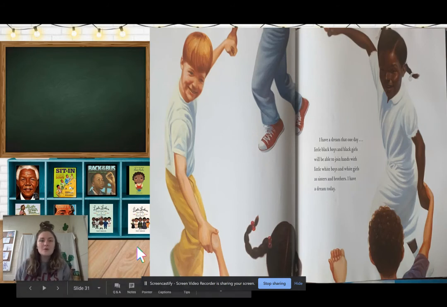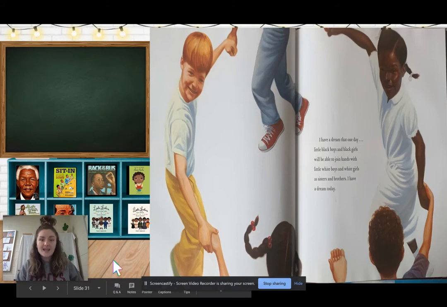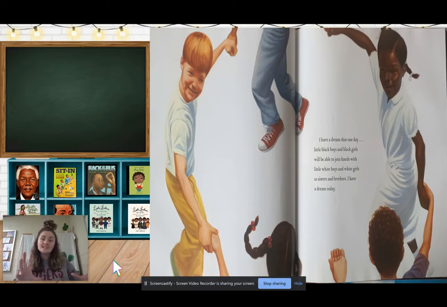So here is what we're going to do, Smarties. We are going to read a couple pages at a time. So as I am reading this text to you, you have a couple jobs to do. I want you to think about the words that Dr. King is saying, but I also want you to look at what is happening in the paintings. What is happening in the paintings in relation to the text? How do the text and the paintings work together? All right, let's listen.